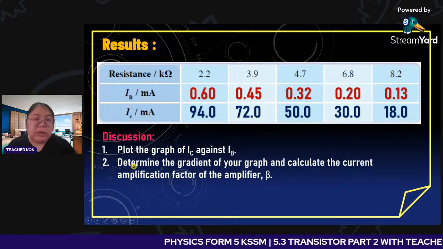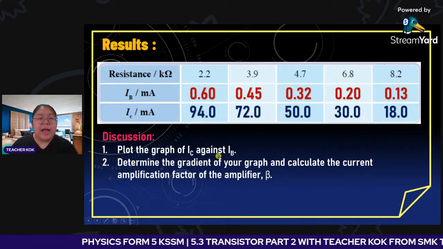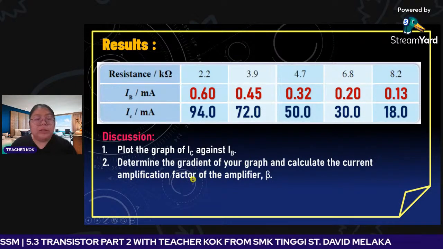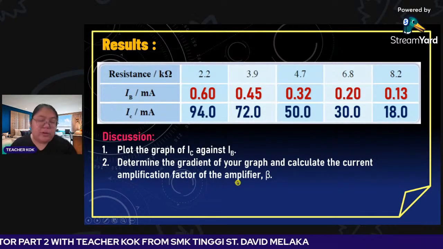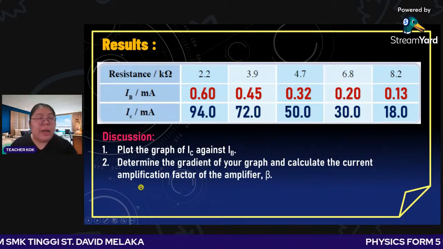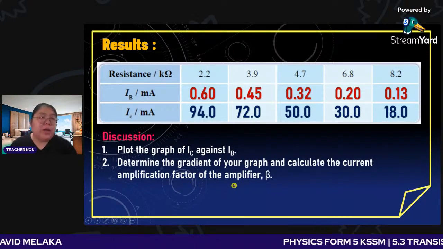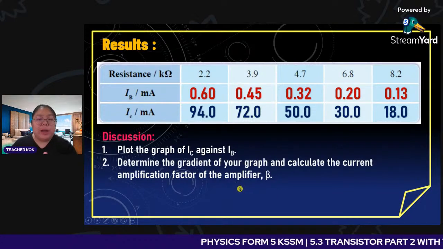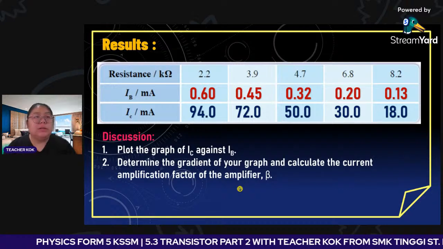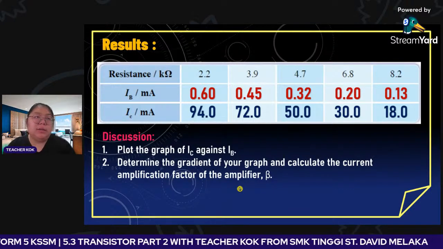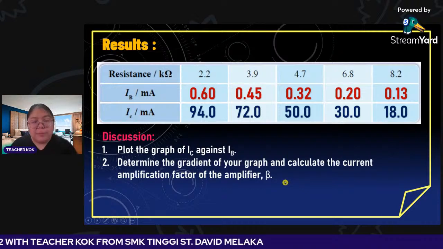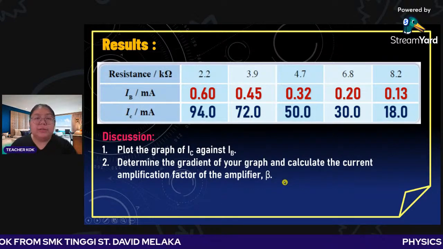You need to plot a graph of IC versus IB. After you plot the graph, you need to determine the gradient of the graph. After that, you need to calculate the current amplification factor of the amplifier. So we need to find out how many times the current is amplified. The symbol for it is beta. So we do the graph first.